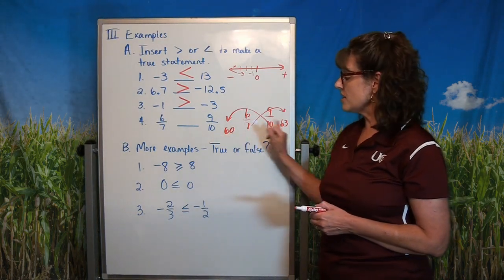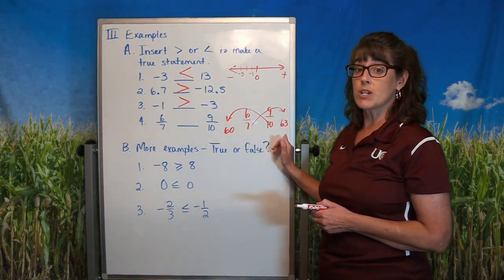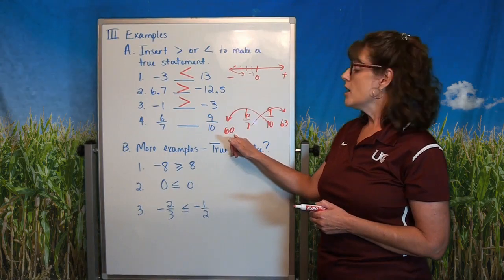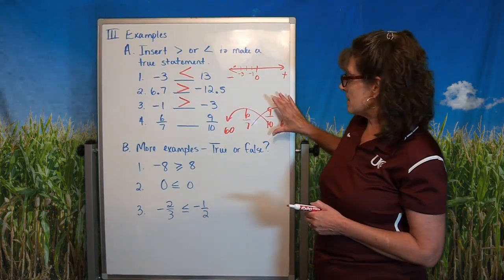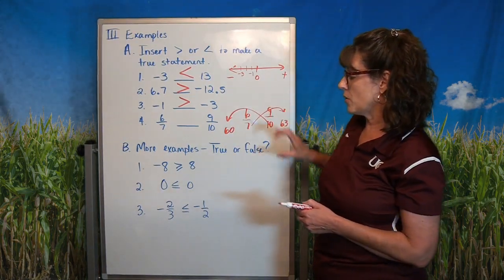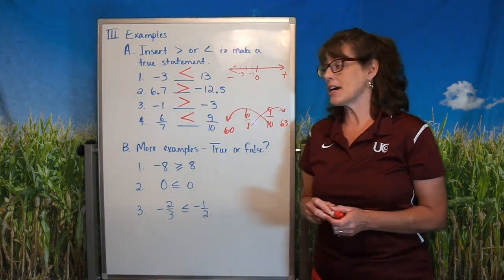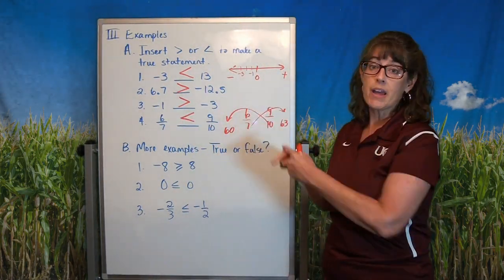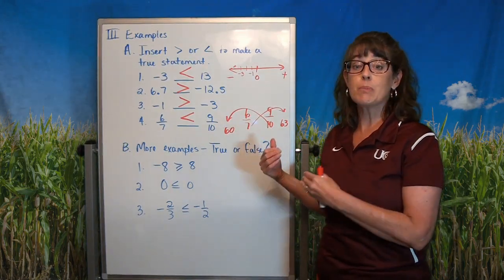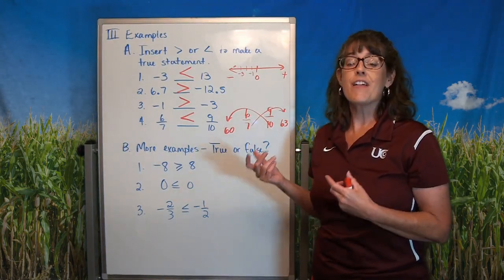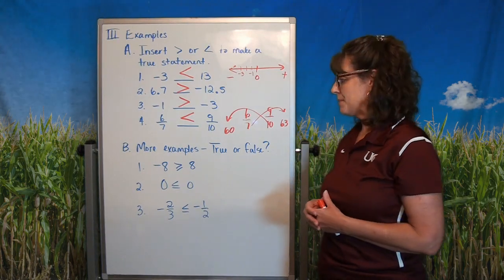Now, as far as 60 and 63 go, 63 is bigger than 60. So if this side is bigger, that means this fraction is bigger, and my inequality symbol is going to go this way. That's how it works with fractions. All you have to do is cross multiply, and whichever fraction has the bigger multiplication product is going to be the bigger fraction.